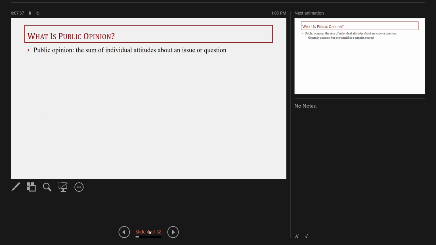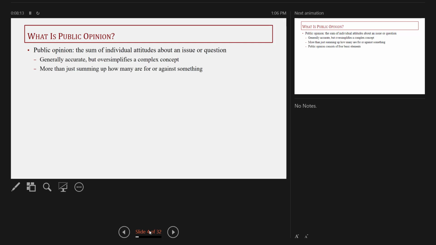So what is public opinion? Well, basically, public opinion is just the sum of individual attitudes about an issue or question. This simple, straightforward definition is generally accurate, but it really oversimplifies a complex concept. Because public opinion is more than just summing up how many people are for or against something. And so we're going to talk about public opinion as consisting of four basic elements.